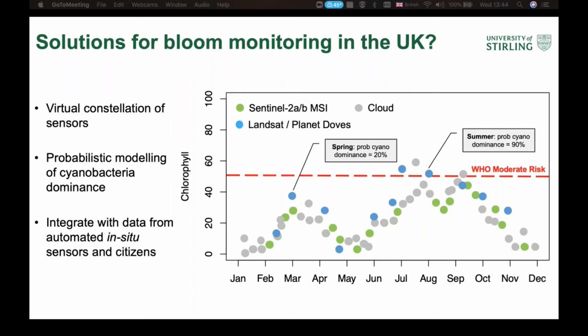And we can say, for example, in spring, there is 20% probability of cyanobacteria dominance, whereas in summer, the probability goes up to 90%.